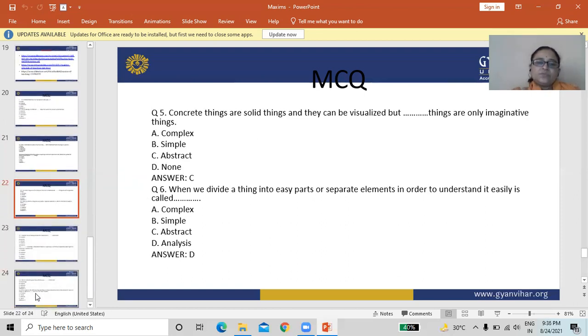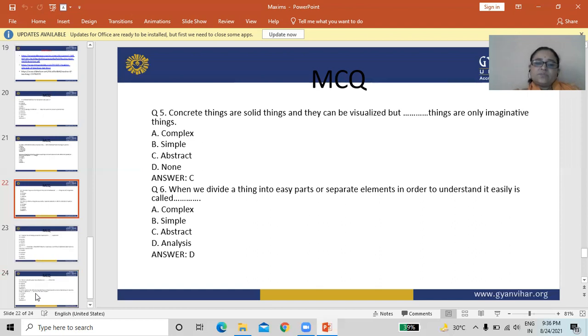Next MCQ: Concrete things are solid things and they can be visualized, but blank things are not, only imaginative things. Option A complex, option B simple, option C abstract, option D none. Correct answer is option C abstract. Concrete things are solid things. They can be visualized, but abstract things are only imaginative things.